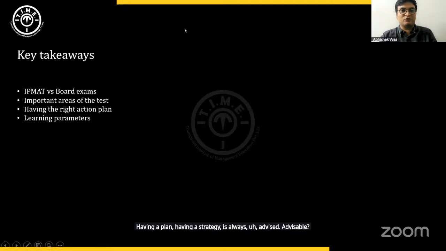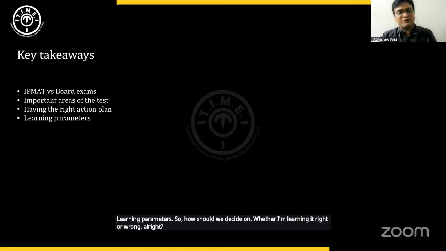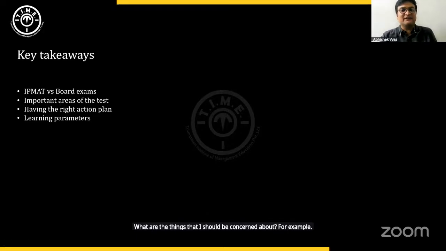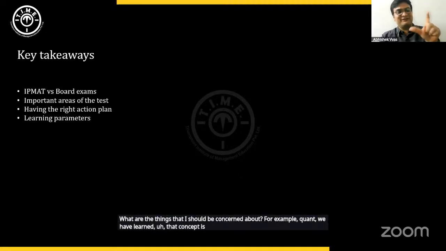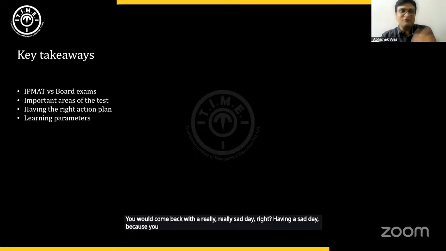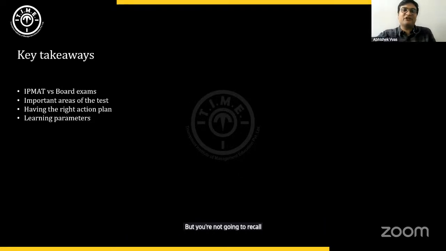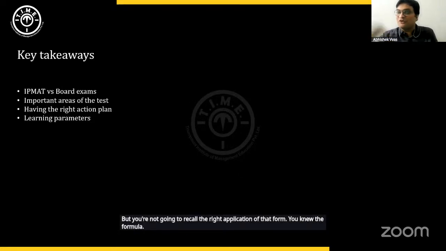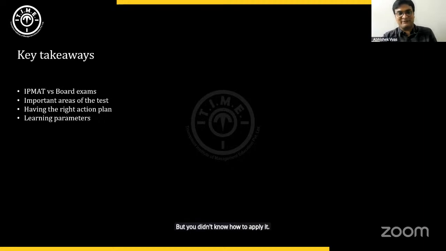Learning parameters. How should we decide whether I'm learning it right or wrong? What are the things that I should be concerned about? For example, in quant, we have learned that concept is most important. After concept, application is also equally important. If you know the concept but not the application, you would come back with a really sad day, because you knew the formula but didn't know how to apply it. Such things can happen. Stay motivated throughout the process.